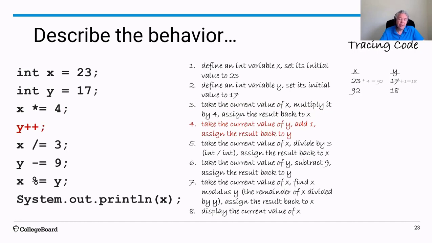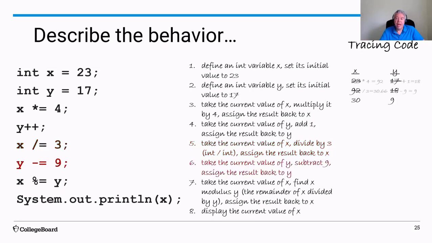We take the current value of y, add 1, and assign the result back to y. We take the current value of x and divide by 3, remembering that we're taking an int divided by an int. So even though 92 divided by 3 gives us 30.66666 repeating, the fact that we're doing an int divided by an int means that we get an int answer and there's no rounding involved. So everything from the decimal point on disappears and we end up with just 30 being assigned back to x.